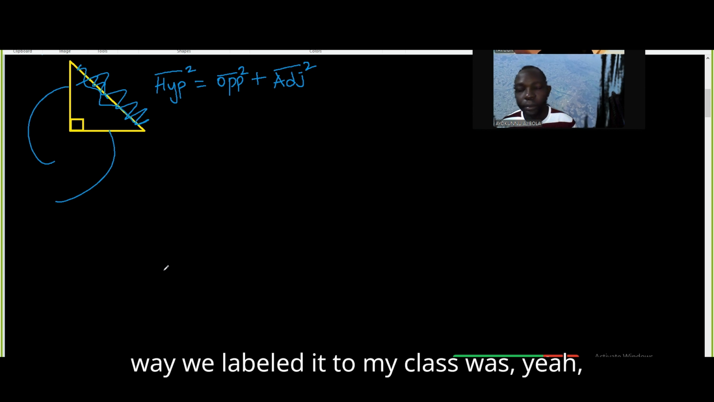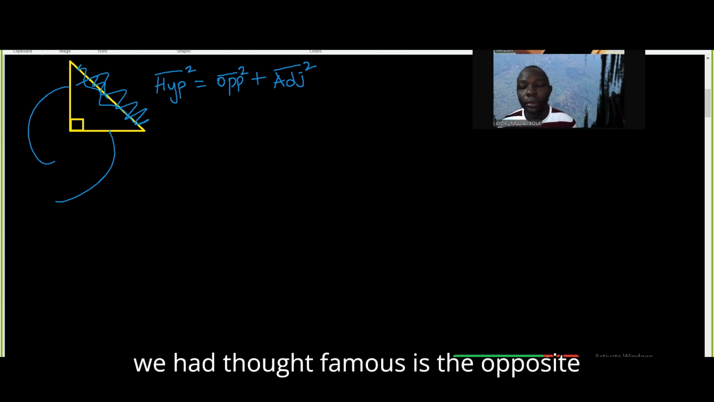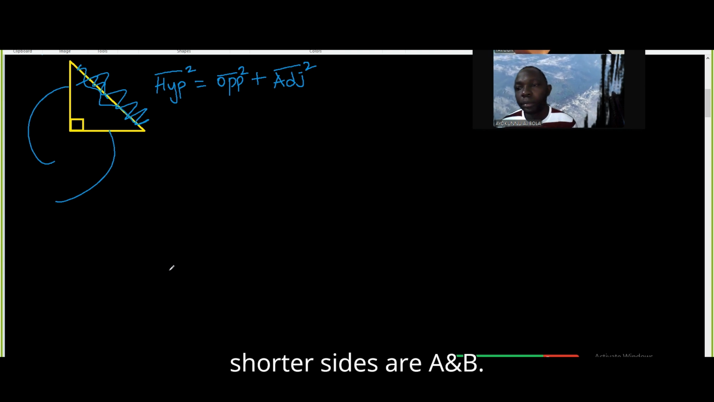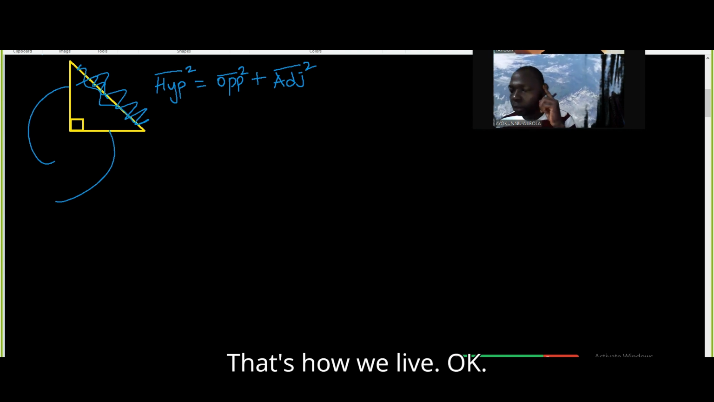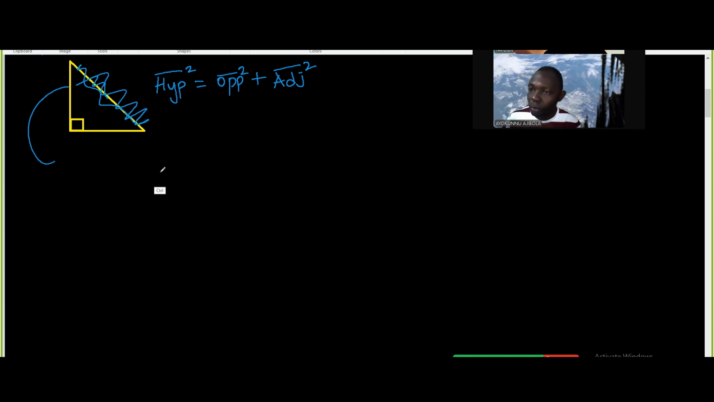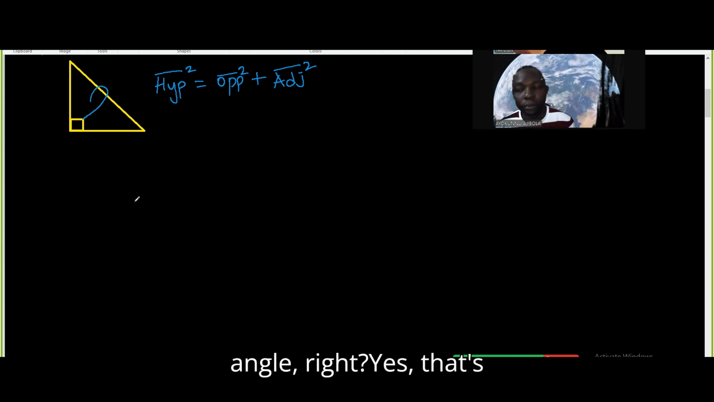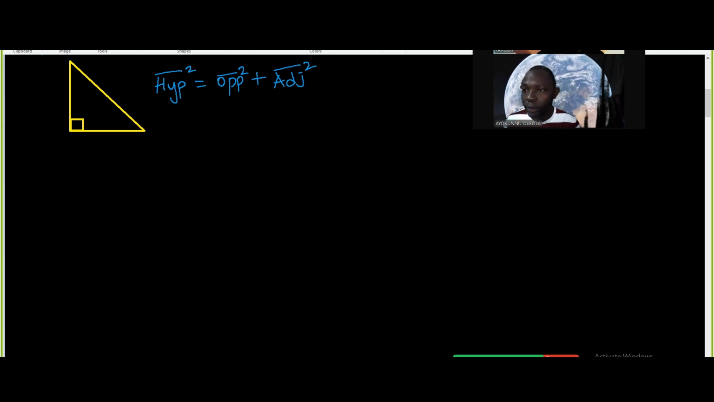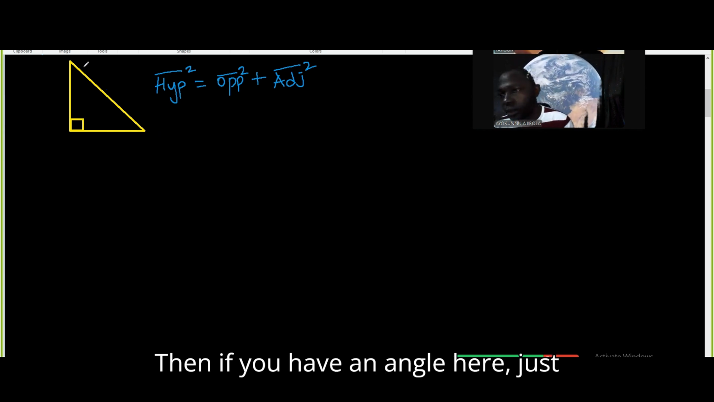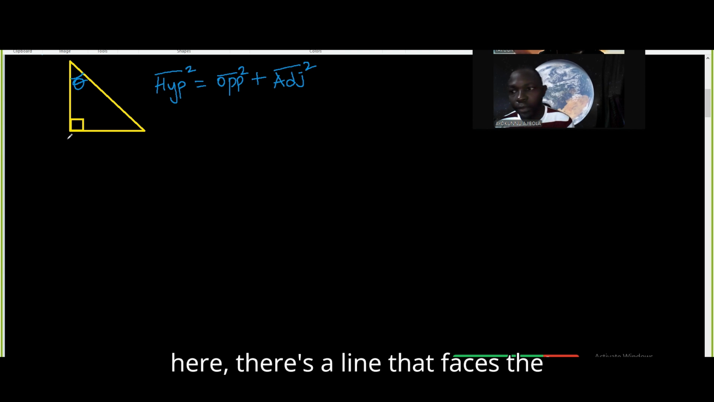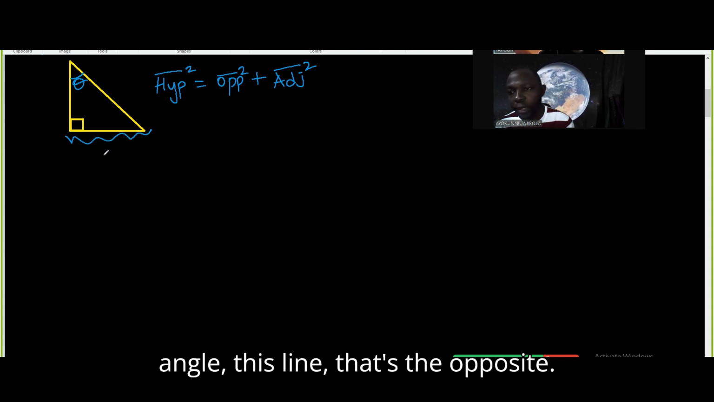The way we labeled it in my class was the hypotenuse is the opposite side from the right angle, and the shorter sides are A and B. That's how we label. What you're trying to say is that the hypotenuse will face the right angle, right? Yes. That's correct. Then, if you have an angle here, just learn this for now. If you have an angle here, there's a line that faces the angle. This line, that's the opposite. Okay.